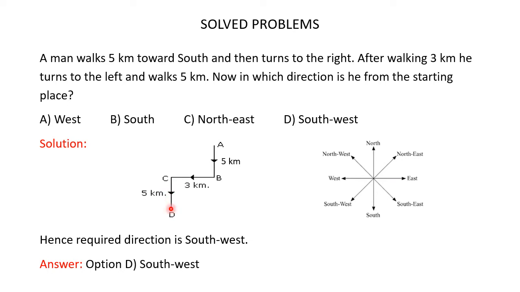Now we are asked to find in which direction is he with respect to the starting place. So the man is here now and this is the starting place. So we have to find out in which direction is he from the starting place. Now from the diagram it is clear that the man is in the southwest direction from the starting place. So the correct answer is option D, southwest.